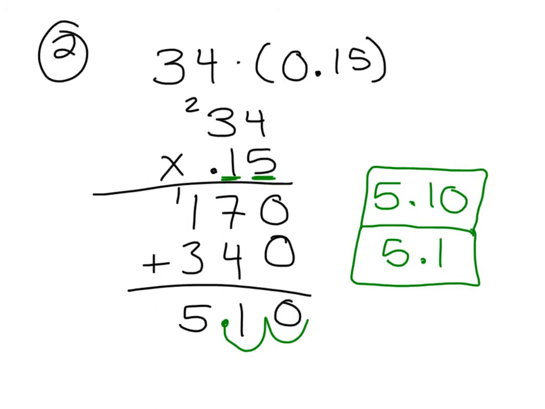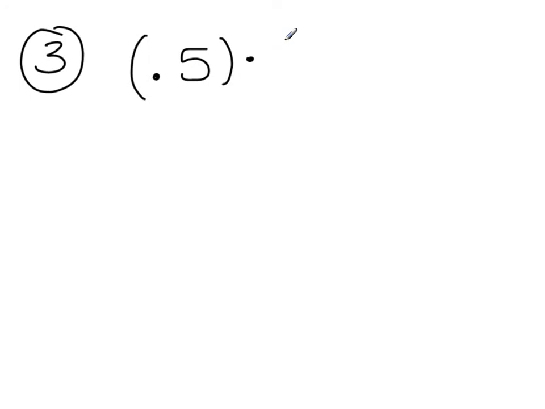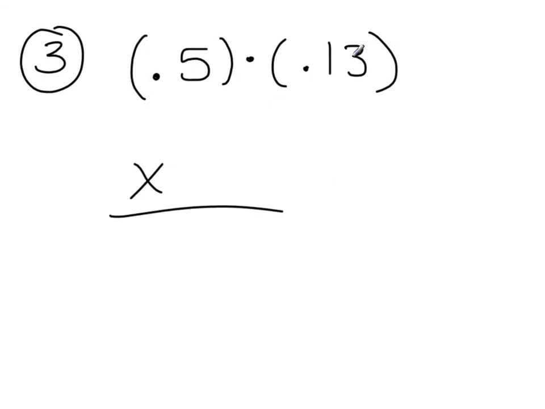All right, let's see one where both numbers have decimal places. So let's say we have 0.5 times, and here I'll put it in parentheses to exaggerate, 0.13. All right, so we're going to multiply these two things together. I'm going to use the longer digit up top because it doesn't matter what order I multiply in. And I'm going to pretend that the decimal points don't exist, okay? I don't have to line them up. Notice they're not lined up. Don't care. I'm going to multiply as usual.